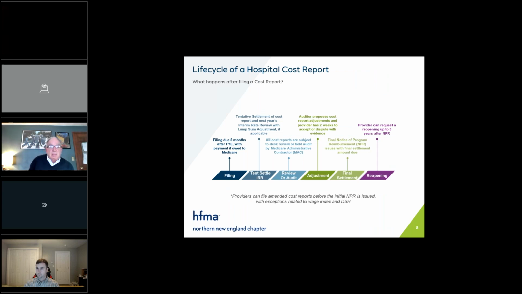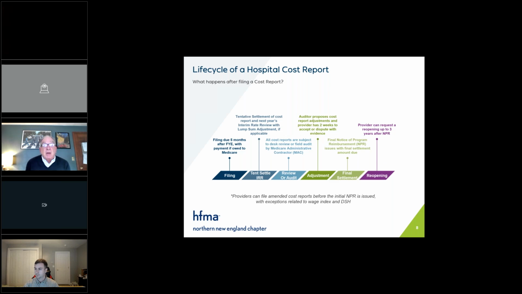So let's talk about the life cycle of a hospital. What happens after a filing of a cost report? Filing is due 5 months after the end of your fiscal year, and then you'll have an amount due Medicare or an amount due to the provider. They'll review the report and come up with a tentative settlement based on what you filed, and then it also will get desk reviewed. The auditor will propose adjustments based on its audit, and then a final notice of program reimbursement will be issued.